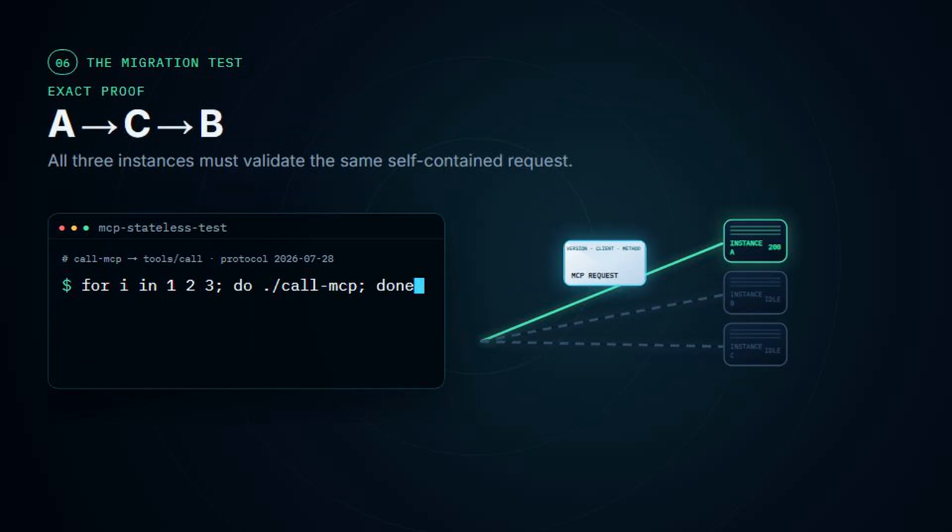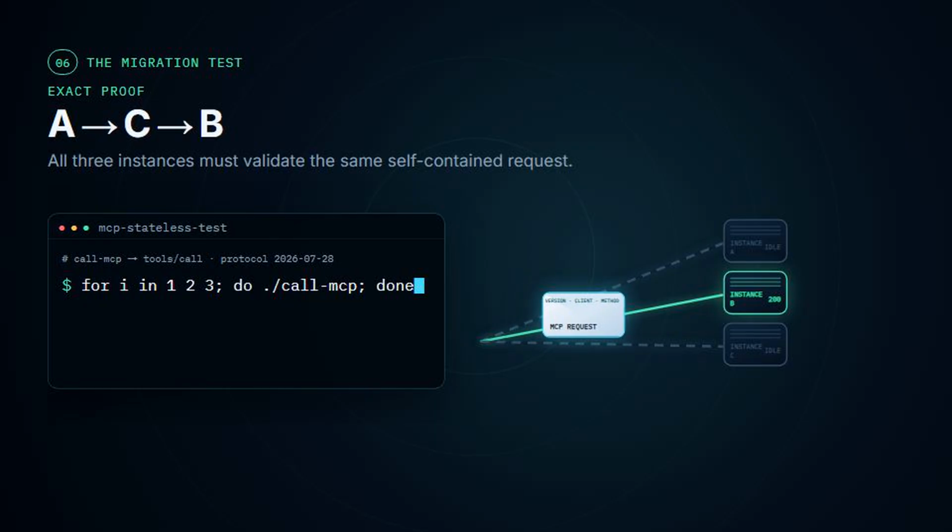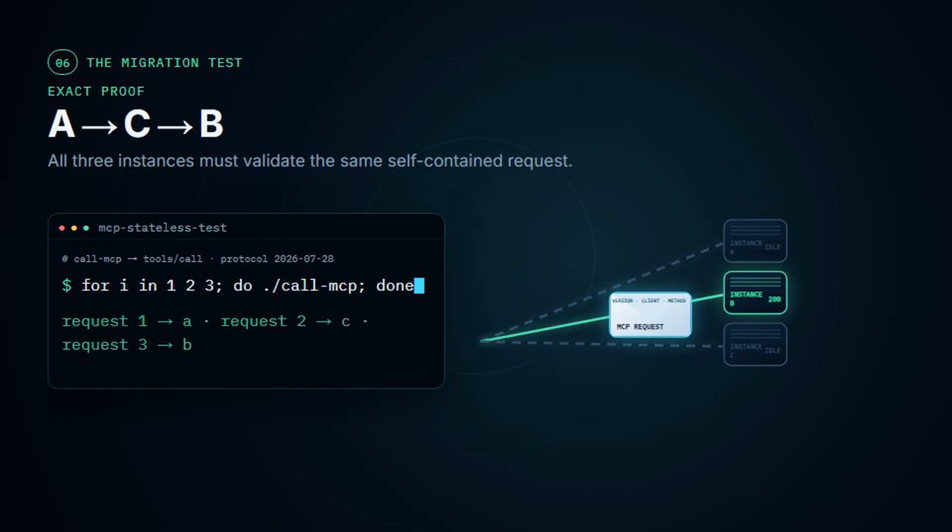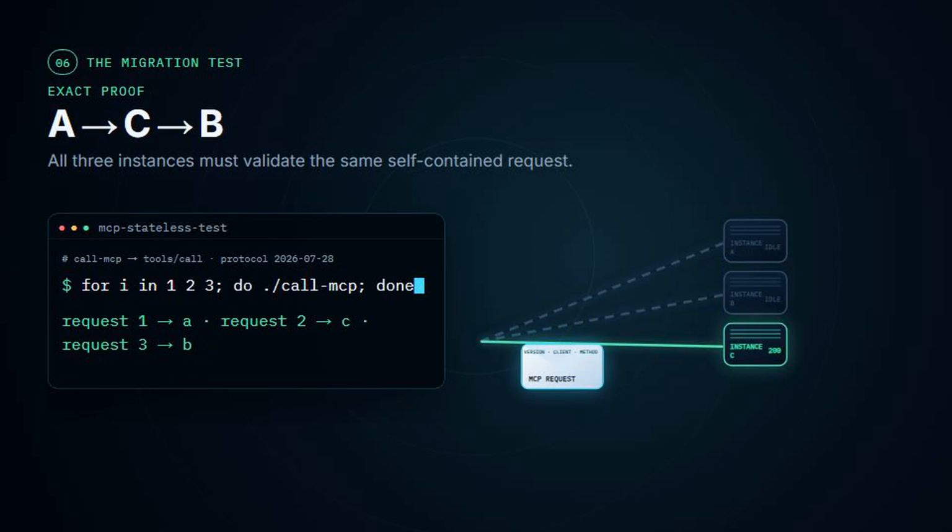Maybe you stored client capabilities in process memory. Maybe your authorization context lives only in a session object. Maybe a tool assumes that a previous call ran on the same machine. Stateless MCP does not magically fix those choices. It reveals them. For servers that truly need a workflow across calls, return an explicit handle.